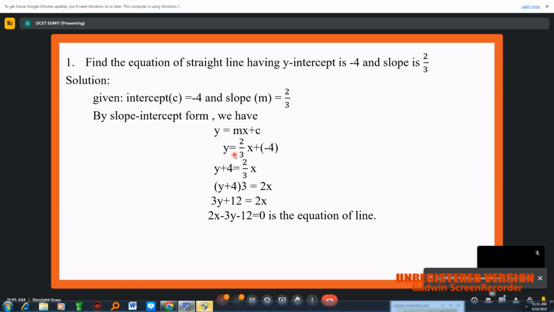On substituting, what will we get? y is equal to 2/3 into x plus c, which is nothing but minus 4. Now taking minus 4 to this side, what will we get? y plus 4 is equal to 2/3 into x. On cross multiplying, what will you get? y plus 4 into 3 is equal to 2x. This is nothing but 3 into y, 3y, plus 4 into 3, that is 12, is equal to 2x. So this is nothing but 2x minus 3y minus 12 is equal to 0, which is the equation of a line.